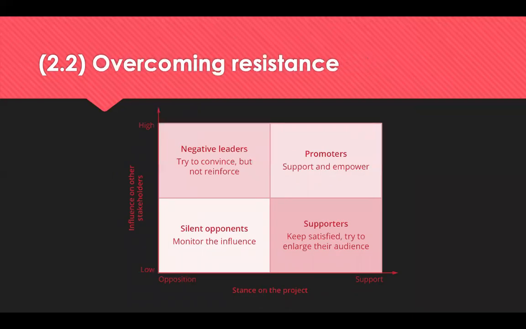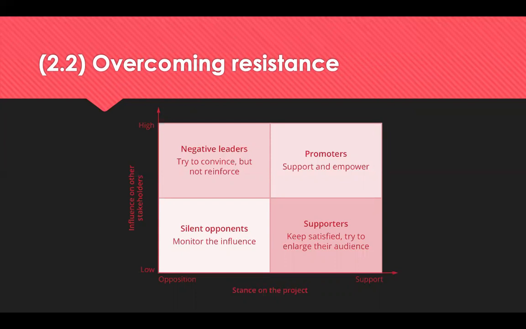Now, in order to overcome resistance, you need to be able to identify where it might come from. So another 2x2 grid plots stakeholder support of the project against the influence they exert on other stakeholders. This produces 4 quadrants. Now, negative leaders represent the biggest threat of resistance. They have a negative view of the project and a high influence.